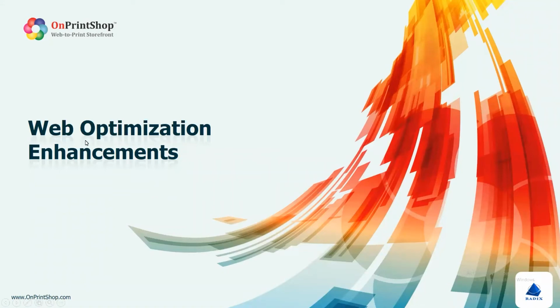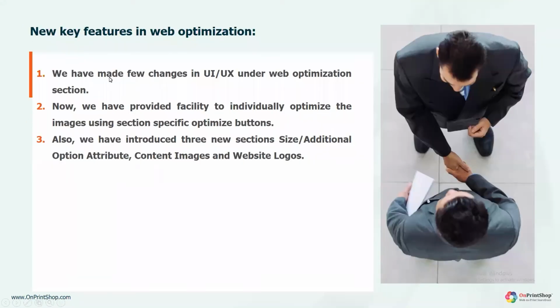In this video, we will learn about web optimization enhancement in version 9.1. Let's talk about new key features in web optimization. We have made a few changes in UI UX under the web optimization section. Now we have provided a facility to individually optimize the images using a section specific optimize button. Also, we have introduced three new sections: size additional option attribute, content images, and website logo.